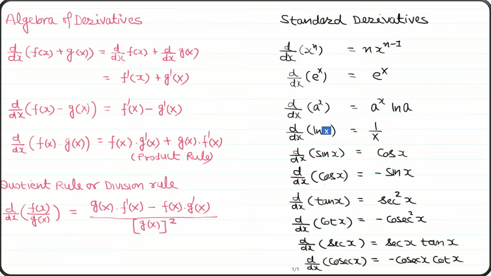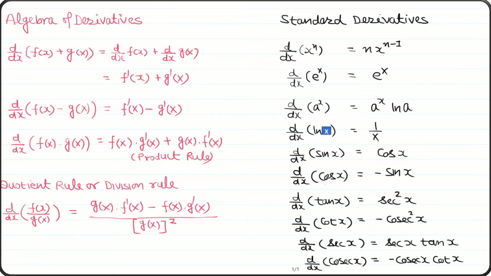When a function is in the rational form, we use quotient rule or division rule. And the rule is denominator into derivative of numerator minus numerator into derivative of denominator, whole upon denominator square. Now let's have a look at some of the standard derivatives. Derivative of x raised to the power n is n x raised to the power n minus 1. This is also called power rule.